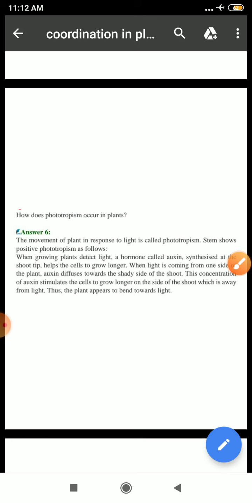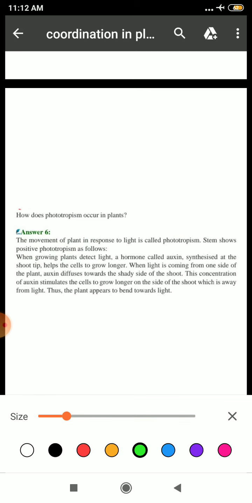When a growing plant detects light, a hormone called auxin is synthesized at the shoot tip. See here, I have told you about this hormone. Where will it be synthesized? It will be synthesized at the tip of your shoot, which helps the cell to grow longer. When light is coming from one side of the plant, auxin diffuses towards the shady side of the shoot.